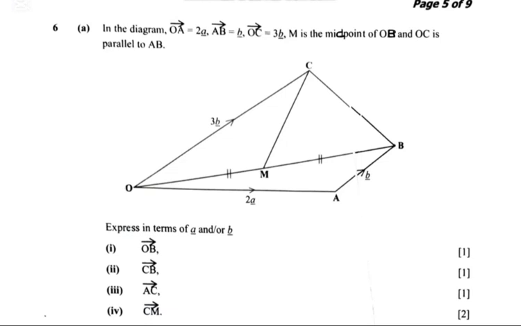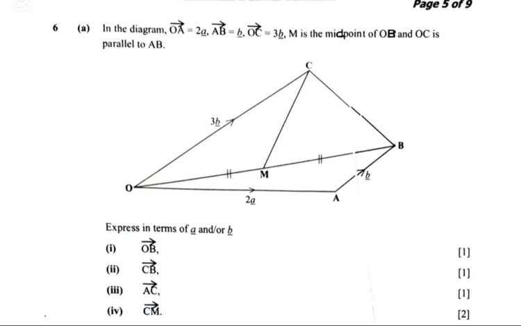Welcome to my channel. In this video, I'll answer this question on vectors. It reads, in the diagram, vector OA is equal to 2A vector, vector AB is equal to B vector, vector OC is equal to 3B vector, M is the midpoint of OB and OC is parallel to AB. So this diagram here shows all that information.